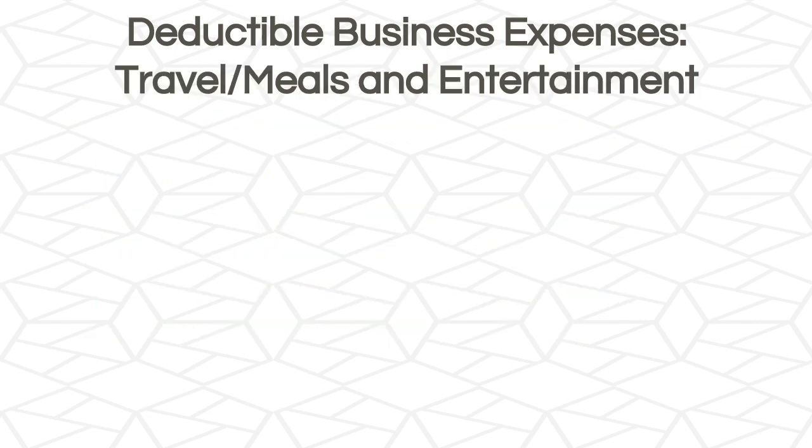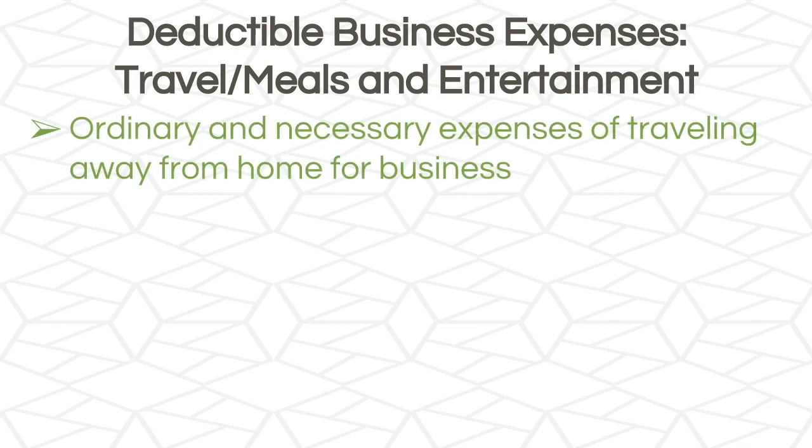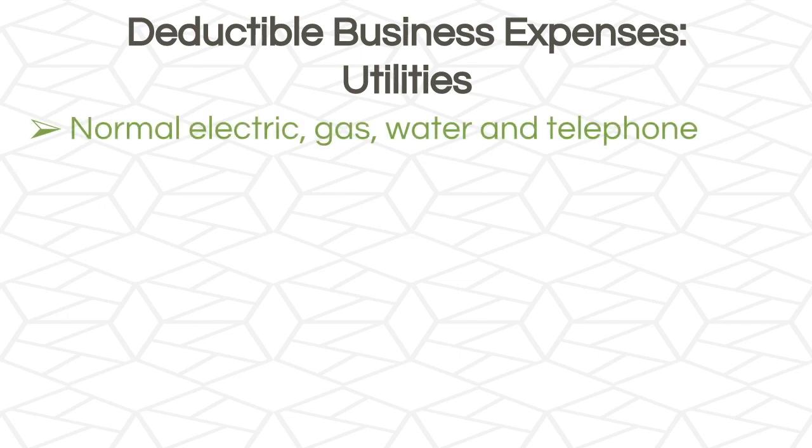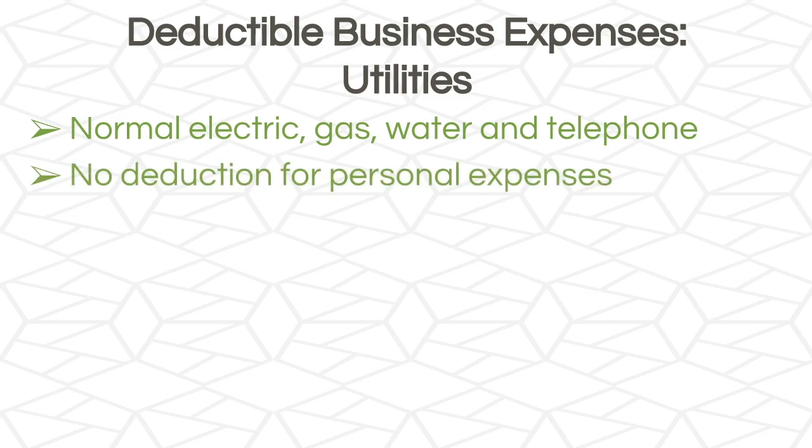Now, while the taxpayer is away from home for business, they can deduct expenses related to travel, meals, and entertainment. These, of course, have to be ordinary and necessary expenses, and there are certain requirements for these to be deducted, so I would recommend that you call Save First Leadership if the taxpayer is wanting to deduct these expenses. In order to deduct utilities, these have to be normal electric, gas, water, and telephone bills. They cannot be for personal expenses, only business-related expenses.